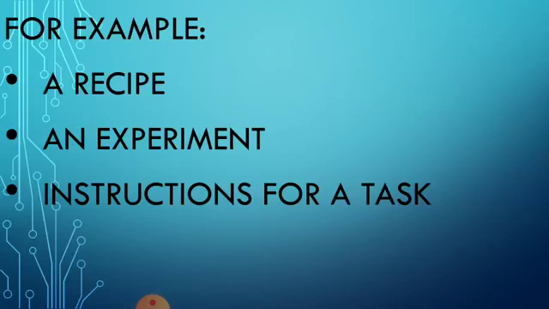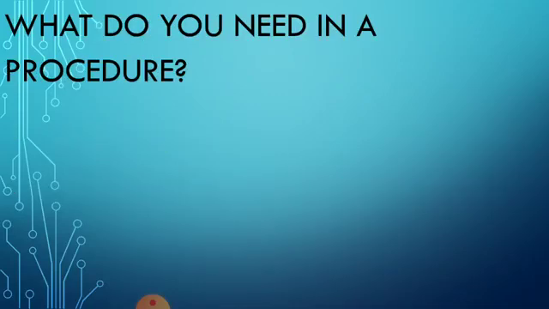For example, we can write the procedure of a particular recipe, or an experiment, especially in science, how you have conducted that experiment. Then instructions for a task. If any task is given, we can write a procedure on how to perform that task. So these are the areas where we can write a procedure: a recipe, an experiment, or instructions for a given task.